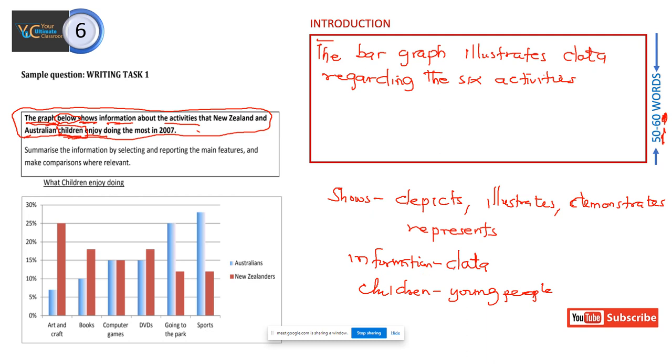So, in place of children, I will put young people. We also have a word like juvenile, but don't just put that word there. You should know how to use it. If you use it wrongly, it will go against you. So make sure you are using the words you are sure of. So, young people, juvenile. I'm going to keep young people.